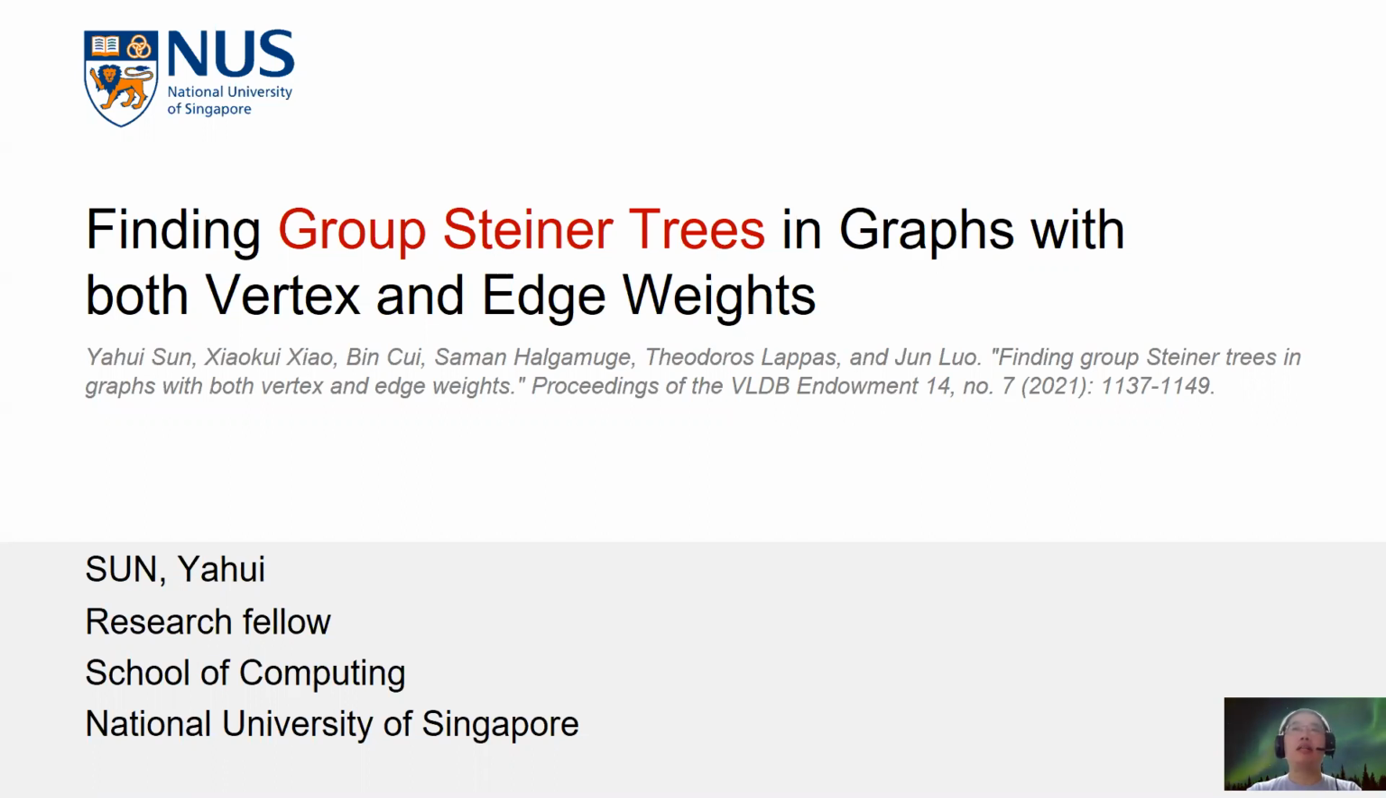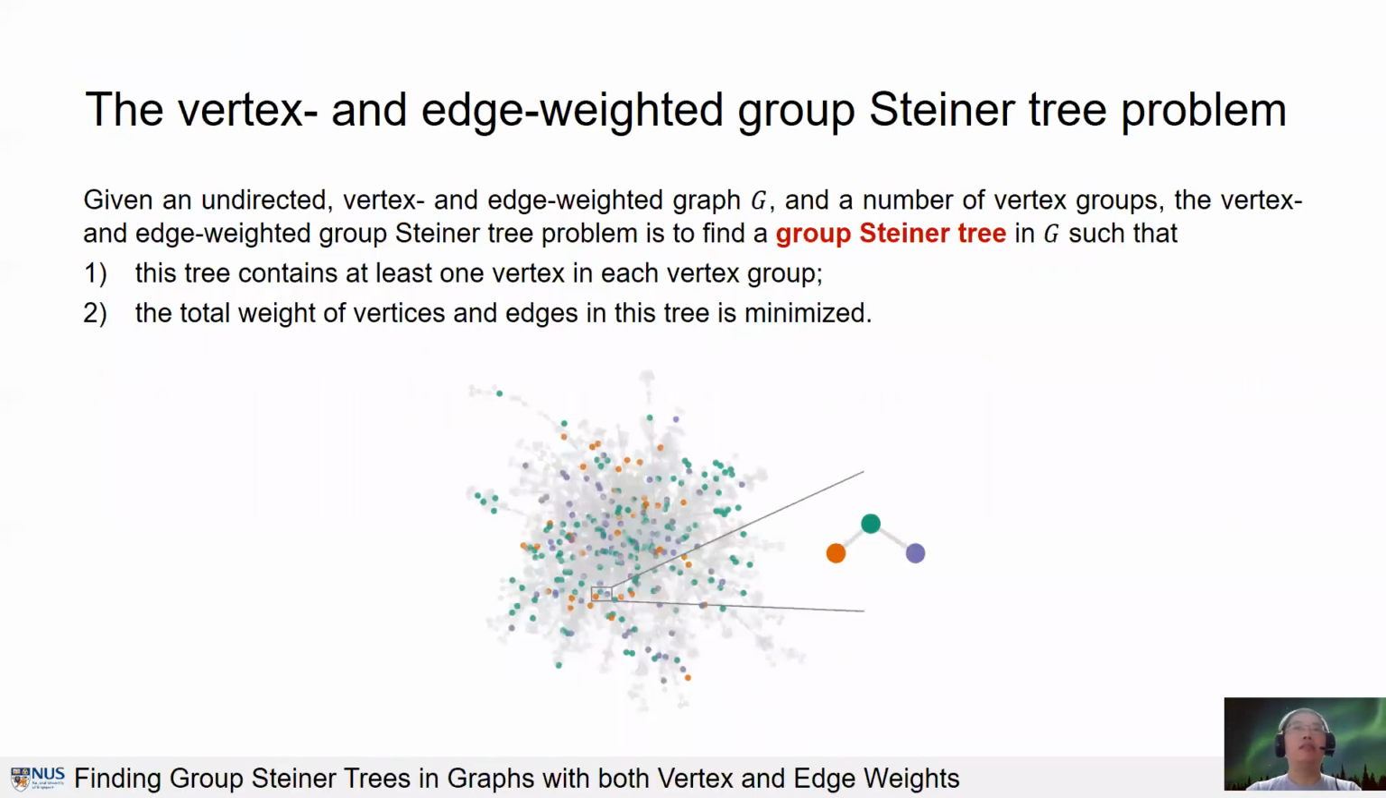The topic of my talk is finding group Steiner trees in graphs with both vertex and edge weights. First, let me introduce the vertex and edge weighted group Steiner tree problem.